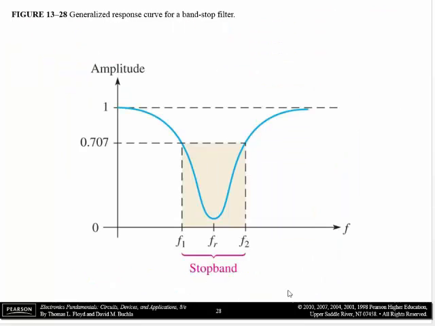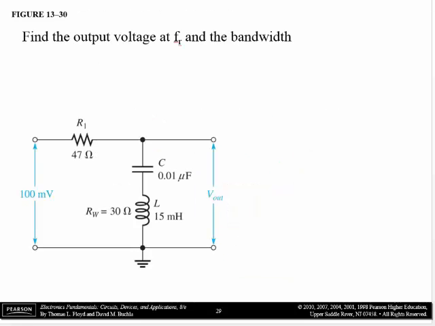It has a stop band, whereas the pass band had a pass band. The calculations are all the same. So we can find a resonant frequency. We can find the output voltage at the resonant frequency and the bandwidth for this particular circuit. Okay, so I think that's our last example for this lecture. So we will go ahead and do it for this circuit.